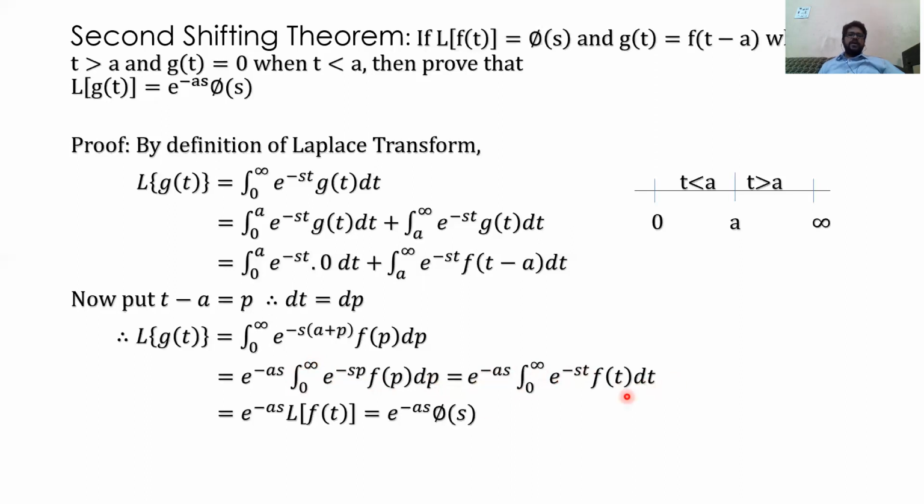By changing the variable of integration, instead of p write t. This looks like the definition of Laplace transform, L of f of t. So this equals e raised to minus as L of f of t, and L of f of t is the function phi of s. So this proof is over.